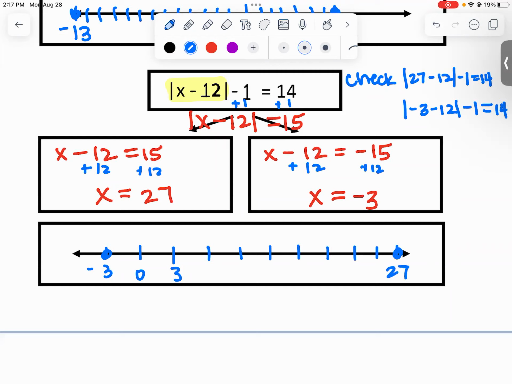Very good. Why are there 4 numbers? I got negative 3 and 27. I was just counting. Now, all of this, but I only have 2 dots. I just labeled my number line, and then I plotted my points.